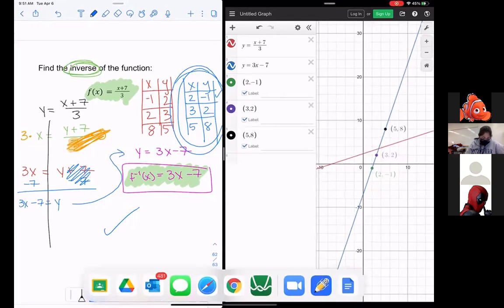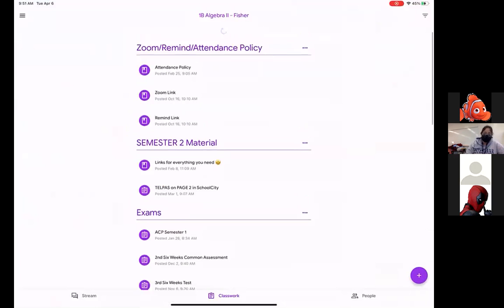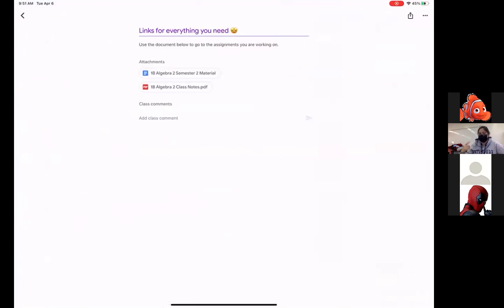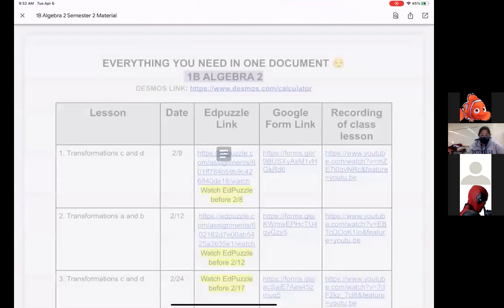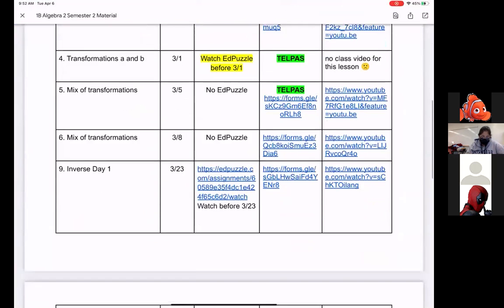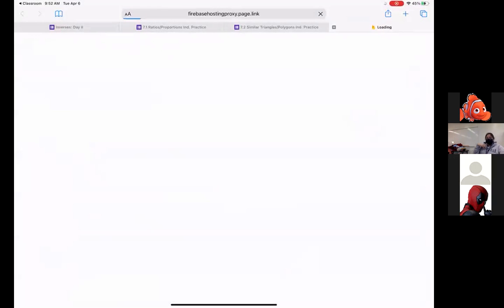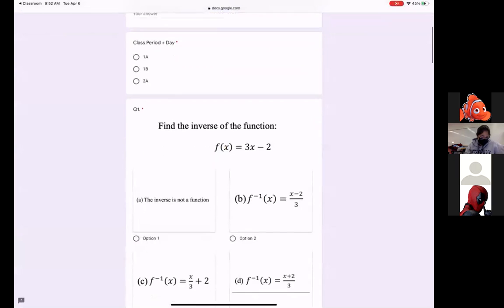Perfect. So now let's go to the Google Classroom. You have 1B Google Classroom right here. So you want to go to links for everything you need. And I'm about to update the notes right now. So then if you go to 1B Algebra 2, semester 2, we're going to work on the yellow today, 4-6. That's today, right? 4-6? Yes. And you have the Ed puzzle. I think y'all already all watched it. Google form is right there. We're doing the same Google form. We're going to give y'all another chance on it.